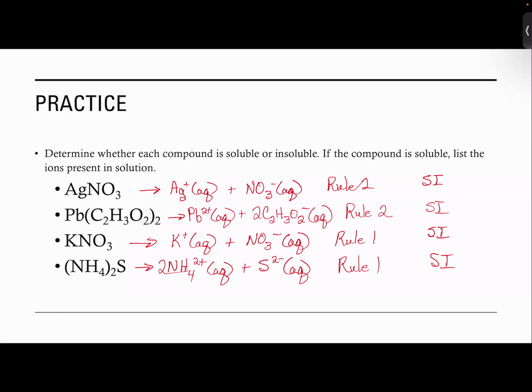All of these, as we will talk about later when we look into the solution, break down into their ions. If we actually were to take a microscope and look at what's going on in solution, we would see these in the form of ions.